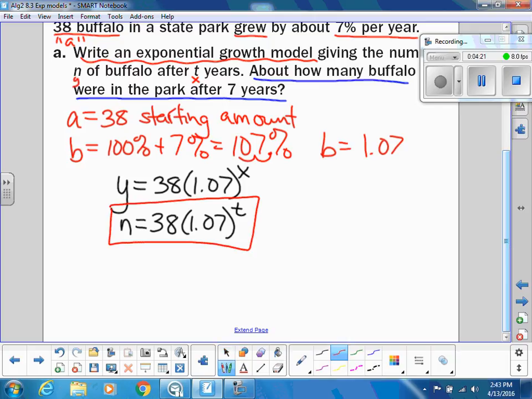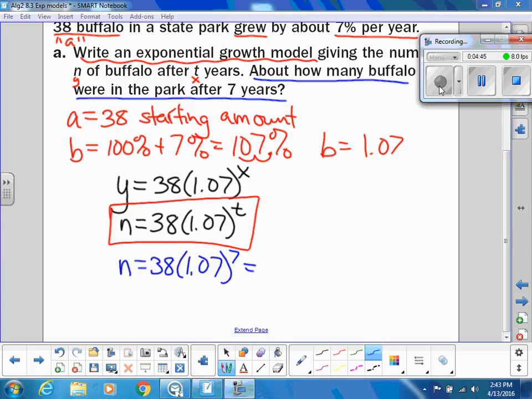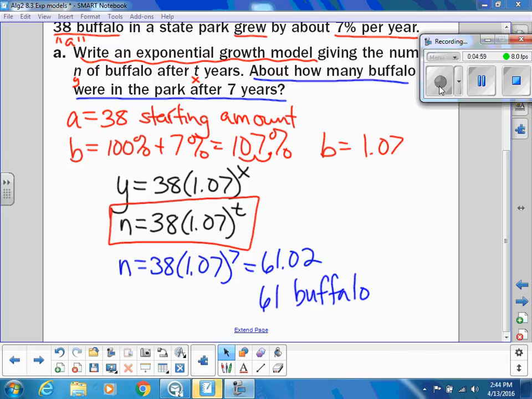That's our exponential growth model. It's just the formula that we're using. So for the second part of our problem, it says how many buffalo were in the park. So we're trying to find N, and we're plugging in 7 for T. So you're going to get your calculator out and plug that in. When you do that, you get about 61.02. So if we had to say how many buffalo there were, we would say 61 buffalo, because 61.02 doesn't really make sense for buffalo.